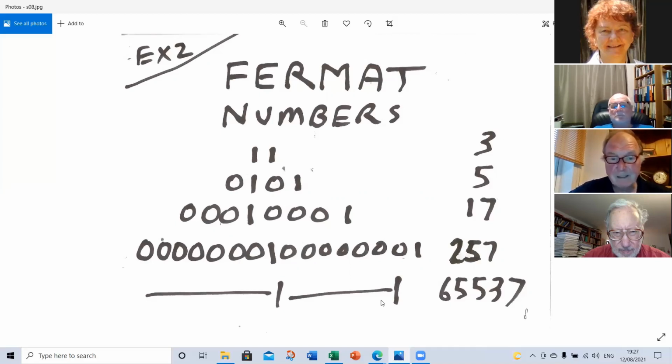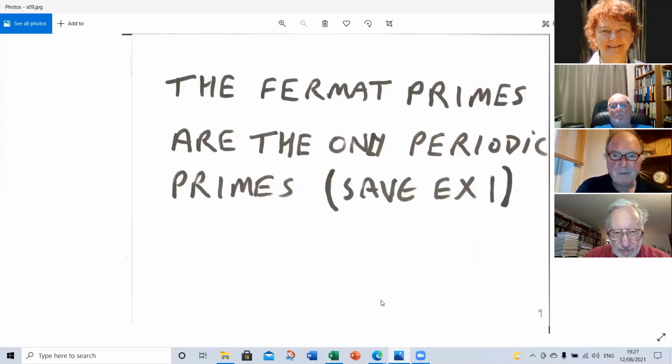Well, in my earlier paper, I was able to show that there is an asymptote for the number of Fermat primes, and the asymptote is around about 7. But the probability that you'll find the other two diminishes to a vanishingly small number, as Bocklin and Conway showed some years ago. So the Fermat primes are the only periodic numbers apart from the other exception which I spoke of.